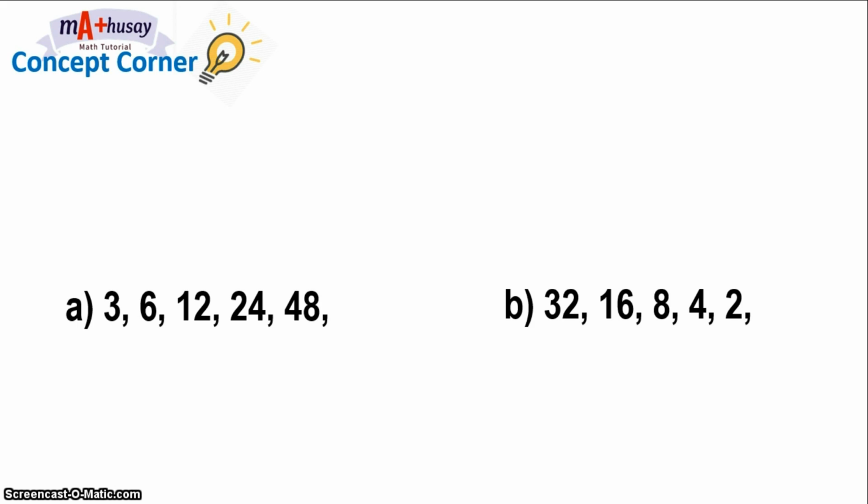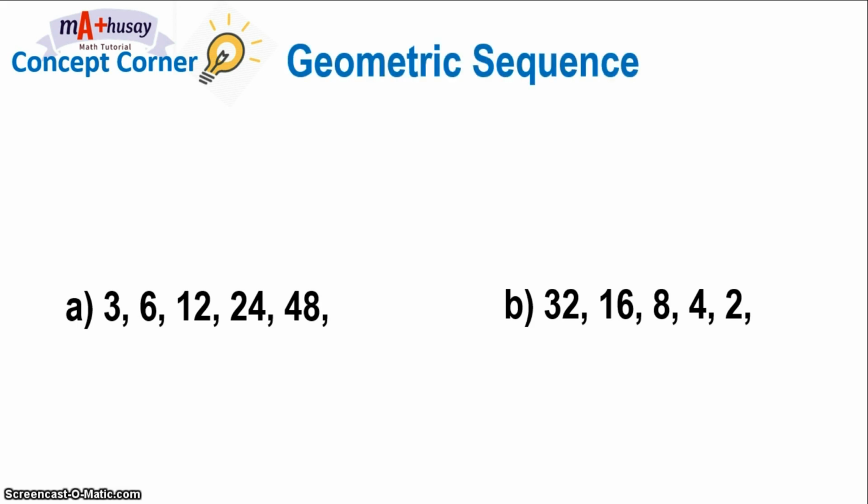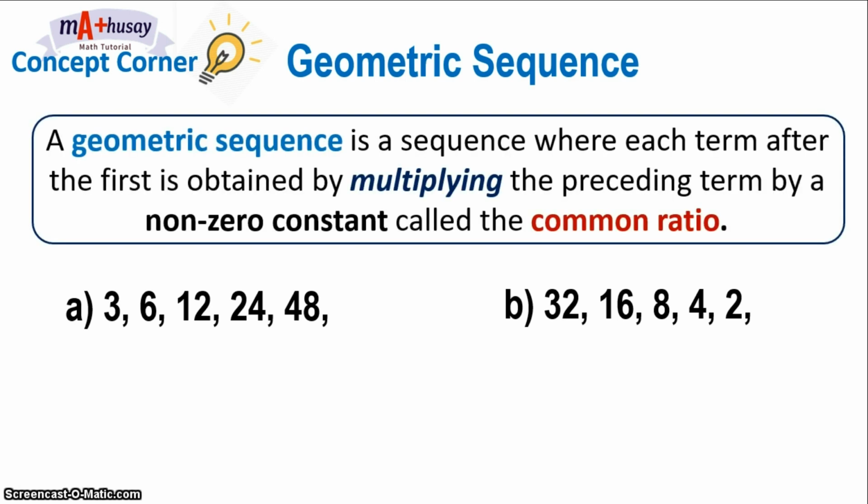These sequences are examples of geometric sequence. Now, what is geometric sequence? Geometric sequence is a sequence where each term after the first is obtained by multiplying the preceding term by a non-zero constant called the common ratio.